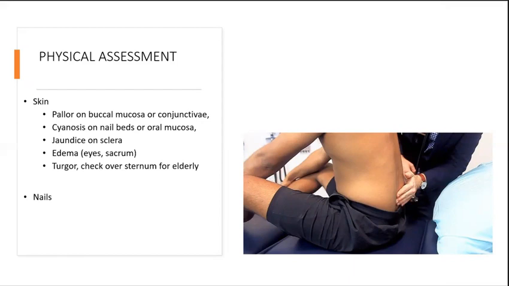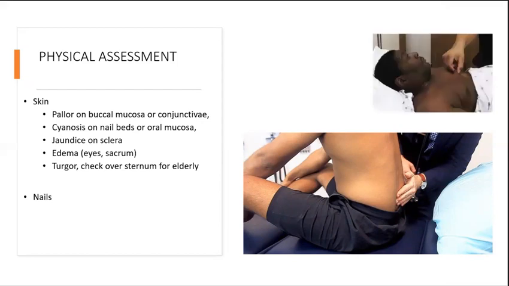We also need to check for turgor. So how do you check for turgor? You want to pinch the skin, and it should remain tented for 3 seconds or less. That's normal. If it stays tented for more than that, then that's an abnormal finding. Remember, in the elderly, you want to check for turgor over the sternum. So for the elderly, this is where we're going to assess for skin turgor over the sternum.